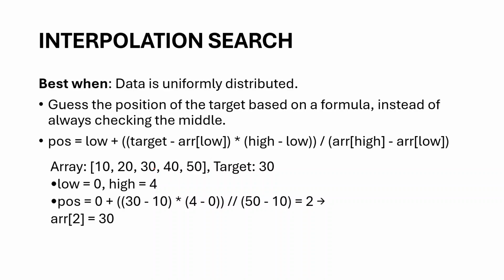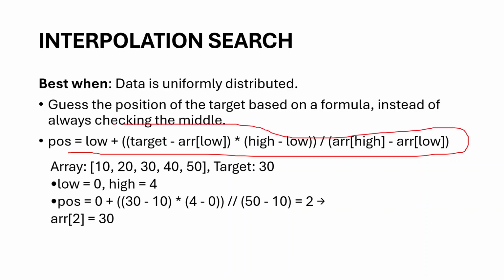Interpolation search can be applied whenever data is uniformly distributed. You can see here the array is uniformly distributed: 10, 20, 30, 40, 50, increasing by 10 each time. This is the formula for interpolation search. Low is equal to 0, with indexes 0, 1, 2, 3, 4. So 0 plus, the target which I am searching for is 30, so 30 minus array of low.